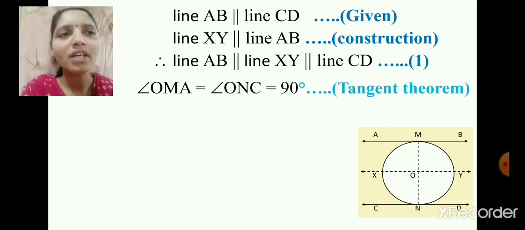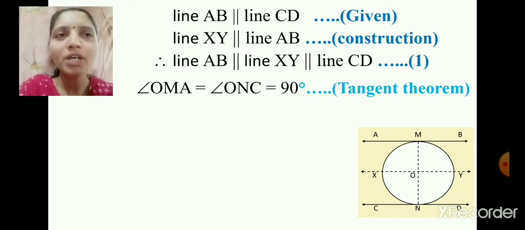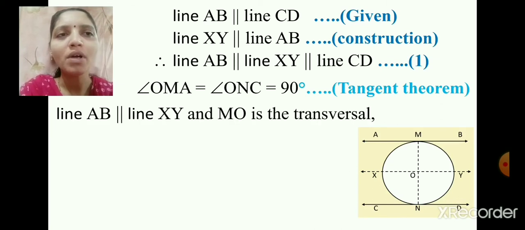Then we can write, if line AB and line CD are tangents, angle OMA is equal to angle ONC is equal to 90 degrees. Why can we write 90 degrees here? By the tangent theorem. We have seen this tangent theorem in the beginning also. I have shown you the statement where it is told that at the point of contact the tangent forms a 90 degree angle. So here this angle will become 90 degrees.